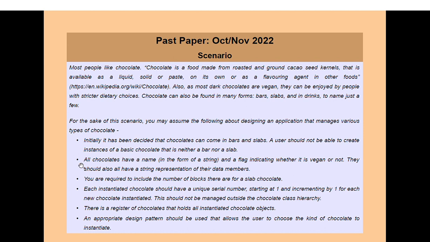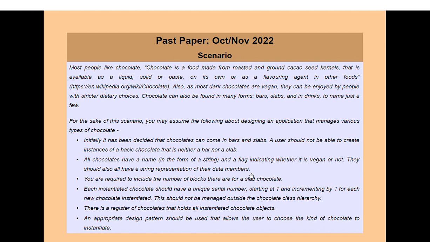Then the second point, all chocolates have a name in the form of a string and a flag indicating whether it is vegan or not. So there you have two properties for your base class. You have a name and a flag which indicates whether it's vegan or not. That flag at this stage is slightly ambiguous because the flag is often bool, although you can also use a QString and use the words yes or no, for example. So just bear that in mind. But the scenario doesn't state which you should use, so for the moment either would be acceptable.